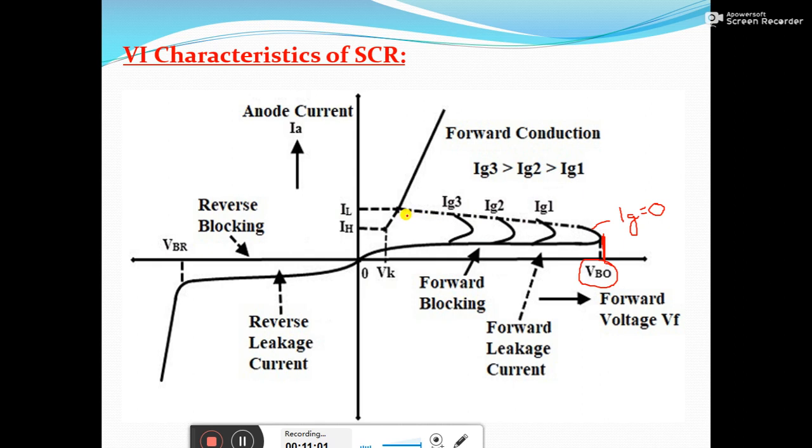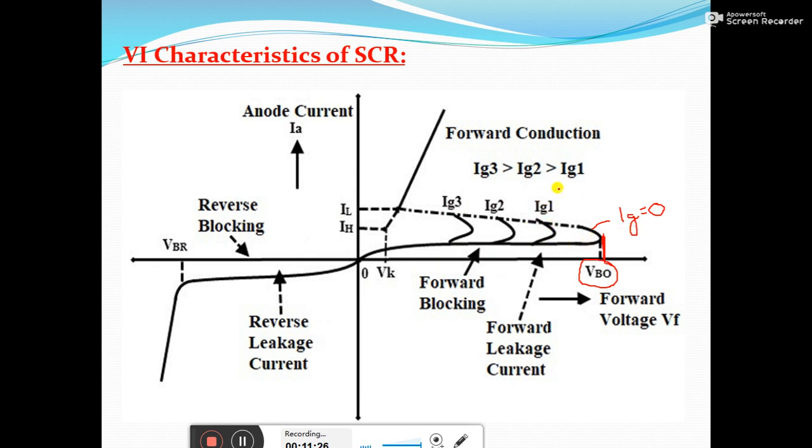Here the current is increased, but at the same time the voltage is getting decreased. So like usual, the SCR will also show a negative resistance characteristic here, because the current is getting increased at this time, but at the same time the voltage is getting decreased. That's why I can say this can also exhibit a negative resistance characteristic.